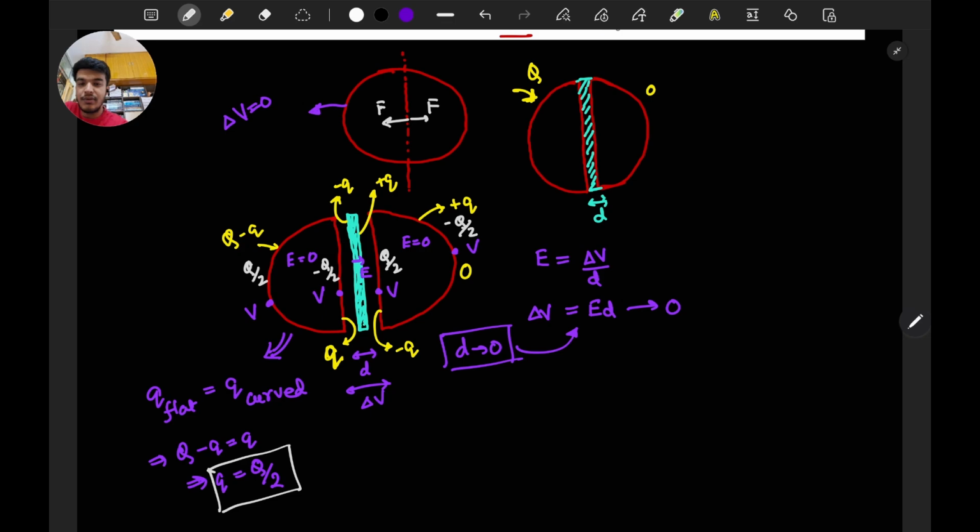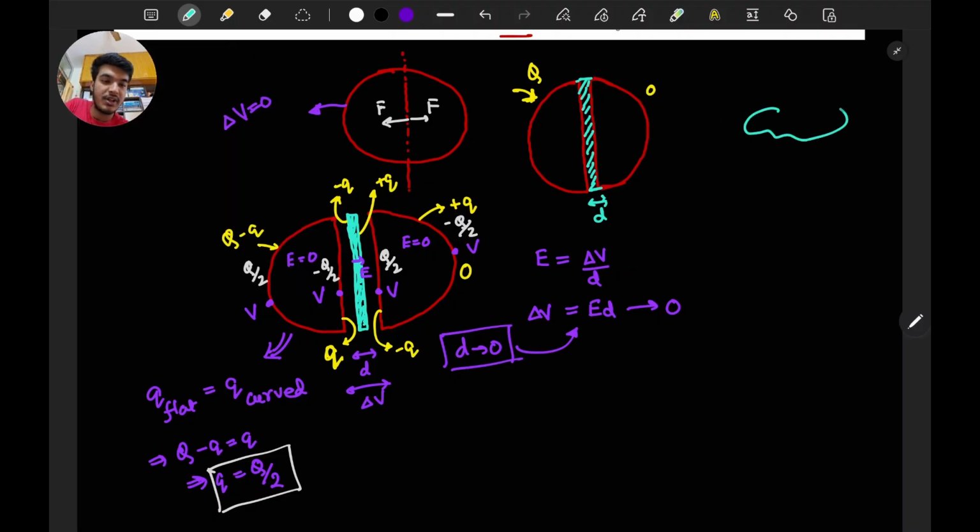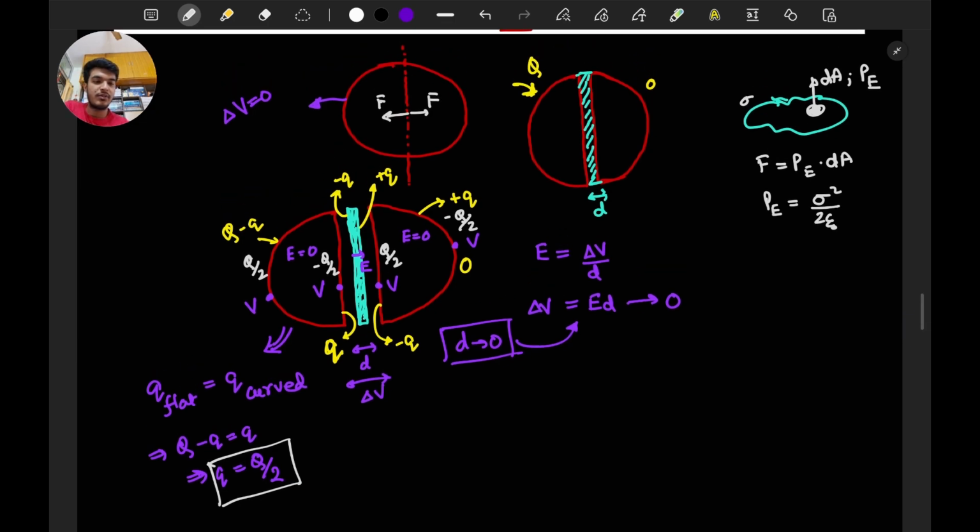And how did we write this force? How do we write the force on any kind of conductor? That would be simply like this. If I have a conductor like this, and if I consider a small area patch like this, the vector is dA, and I can write the electrostatic pressure as PE. So the force is basically PE into dA, and the electrostatic pressure as calculated is sigma square by 2 epsilon naught, if sigma is the local charge density here. This is easily derived, so I'm not going into the derivation.